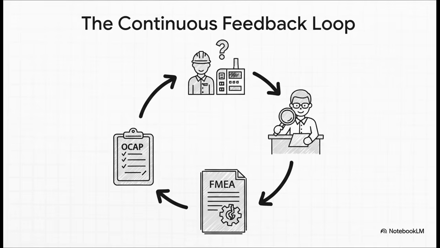And this is where the magic really happens. Imagine this. An operator sees a problem, but the cause isn't on their OCAP list. So they escalate it. The FMEA engineer comes down, investigates, and realizes, whoa, we've just found a totally new failure mode we never even thought of. They add it to the main FMEA. And, crucially, they update the OCAP for everyone. You've just closed the loop in real time.